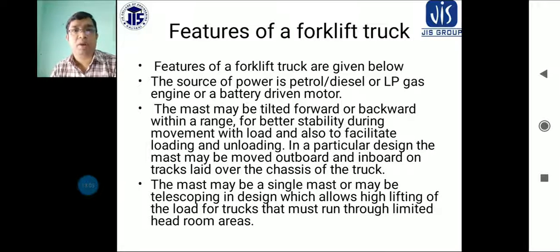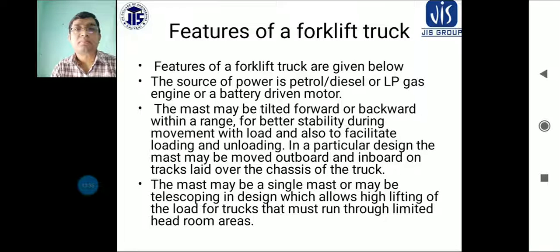Features of forklift trucks. The features of forklift trucks are given here. The source of power is petrol, diesel, or LPG gas, and an engine or battery-driven motor is considered according to the power source. And another thing is that the mast may be tilted forward or backward within a range for better stability during the movement with loads, and also to facilitate loading and unloading.